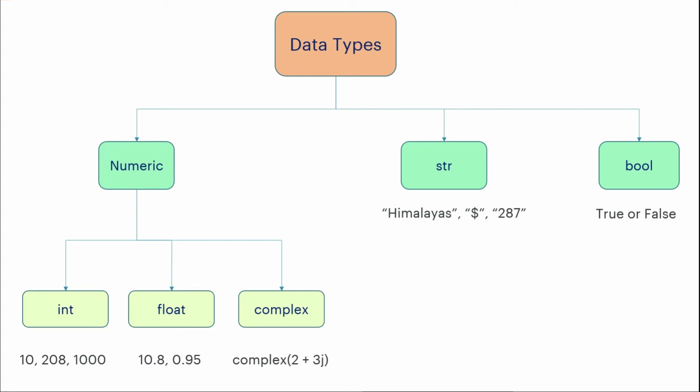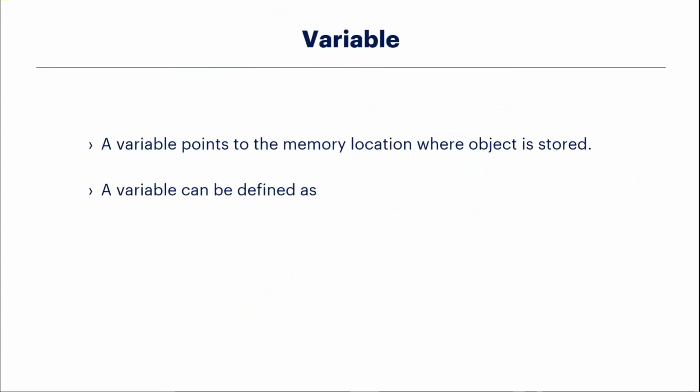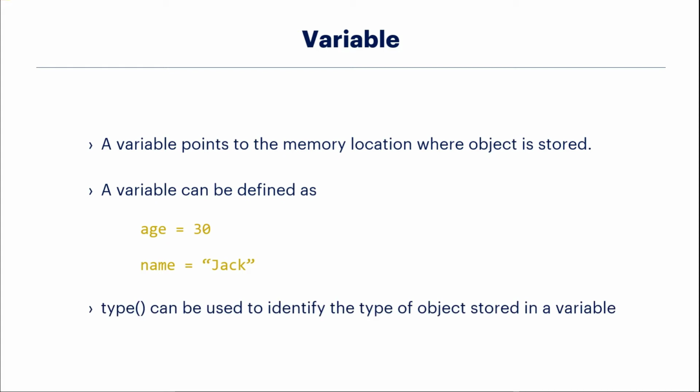These objects are stored in the memory and are accessed using variables. A variable can be defined as age equal to 30 or name equal to Jack. Here age and name are the variables. The age variable holds integer object 30. The name variable holds a string object Jack. In Python, variables are initialized dynamically, which means we can store any data in a variable without mentioning its type. We can use the type function to identify the type of the object in a variable.